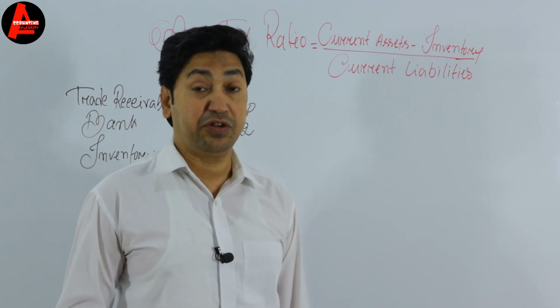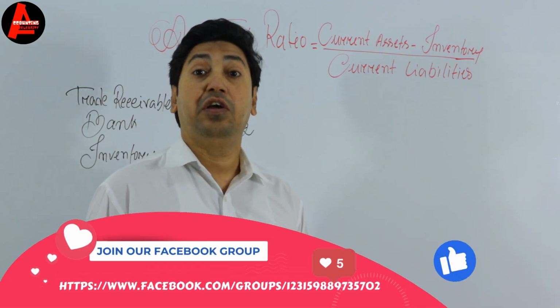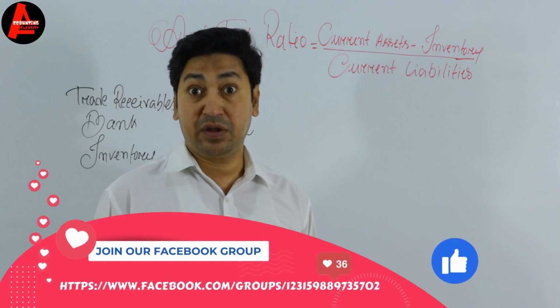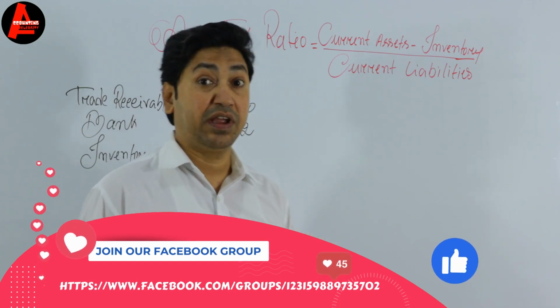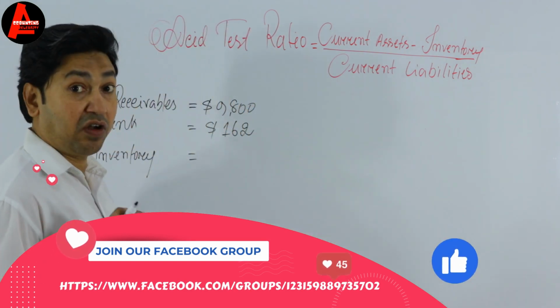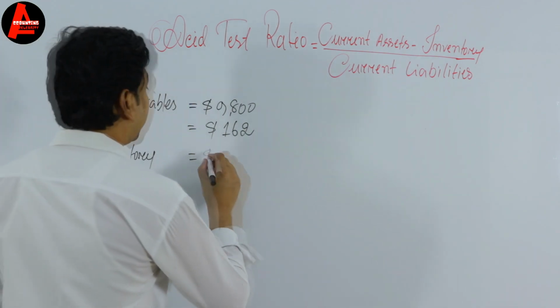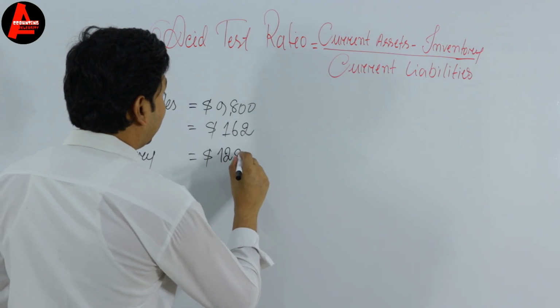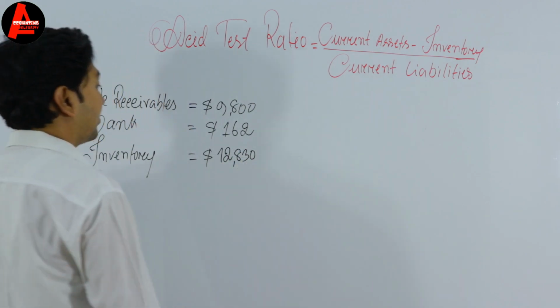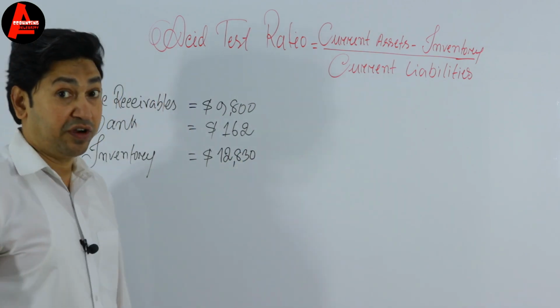So at the end of the financial year we have inventory. It is a closing inventory. There are two types of inventory. One is opening inventory, one is closing inventory. We do not take opening inventory here. We will take only closing inventory. So let us write here $12,830.